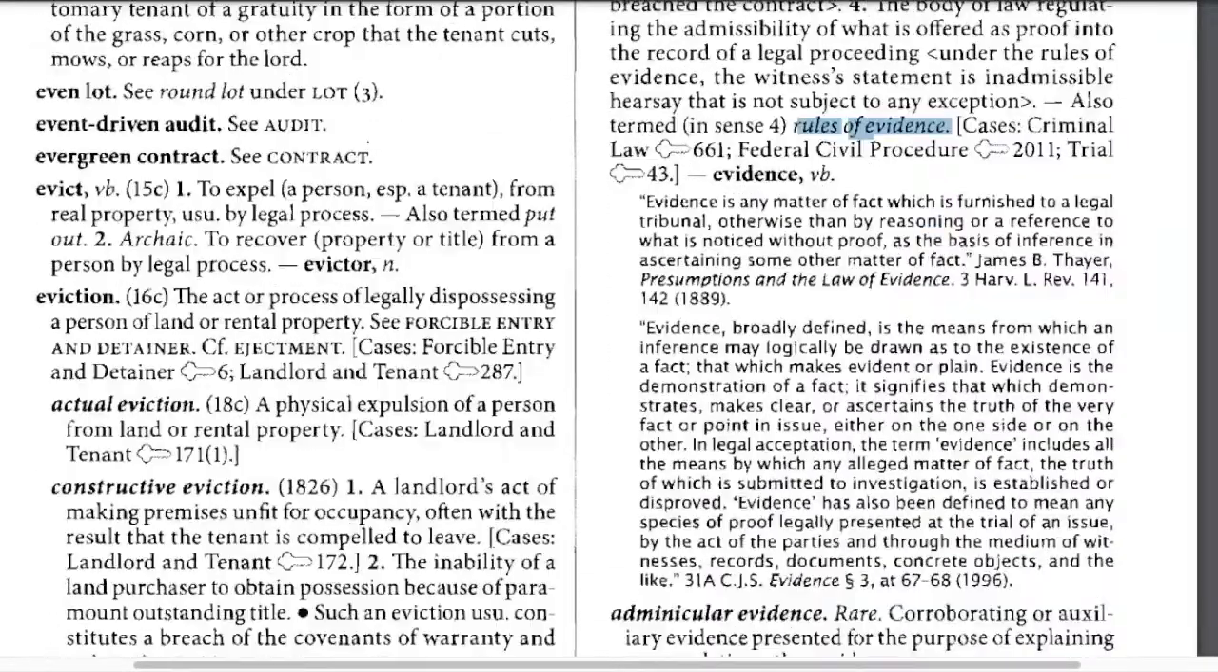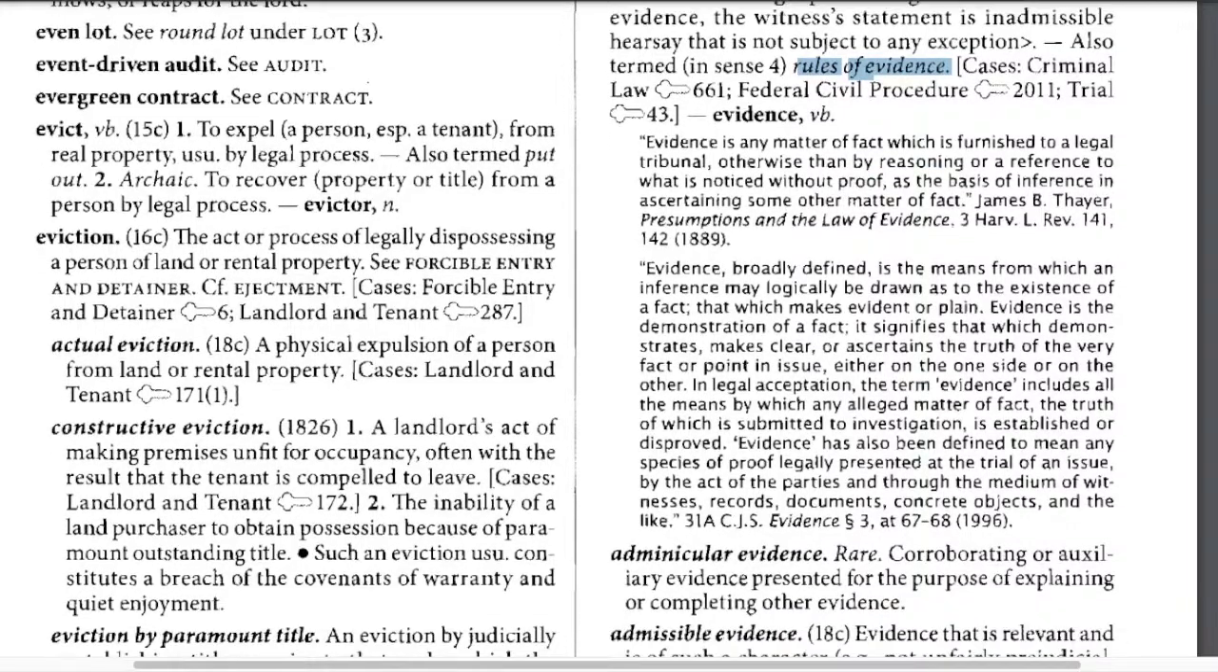So here we go. I love these little footnotes here. Evidence is any matter of fact which is furnished to a legal tribunal otherwise than by reasoning or a reference to what is noticed without proof as the basis of inference, the logical reasoning, in ascertaining some other matter of fact. Oh, so ascertaining some other matter of fact.